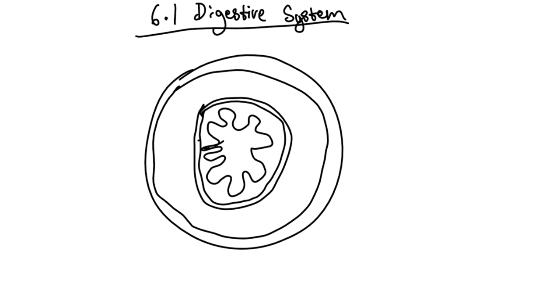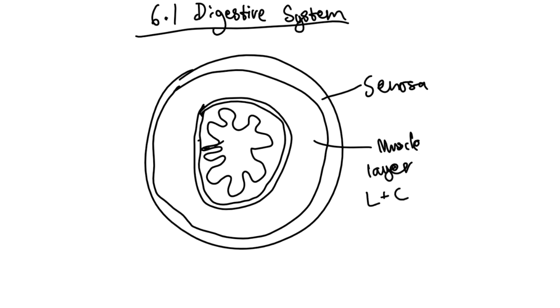So here we have a cross section of the small intestine. We have the serosa, which is the outer protective layer and contains fibrous connective tissues. Next we have the muscular layer. It contains longitudinal muscles and circular muscles, so L plus C, in order to have peristalsis and segmentation respectively. Next we have the submucosa, which contains a layer of connective tissue, so CT, in order to separate the mucosa from the muscle layer.